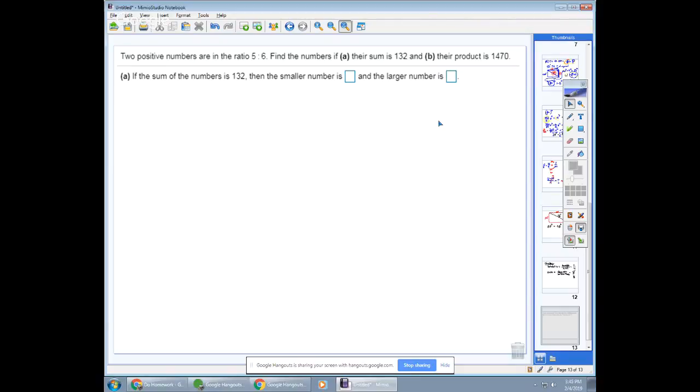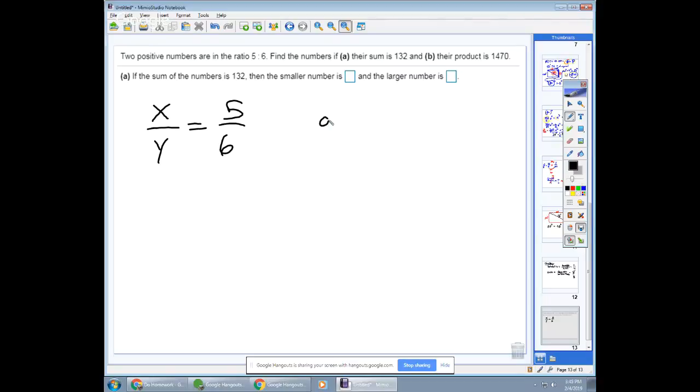All right, so let's take a look at this. We have a ratio of two positive numbers of 5 to 6, and then they give us some information about the numbers, and we want to see if we can come up with what the numbers are. So part A, let's just call the numbers x and y because they don't give us much else to go on. So the ratio of x to y is 5 to 6. That's the initial information for the whole thing.